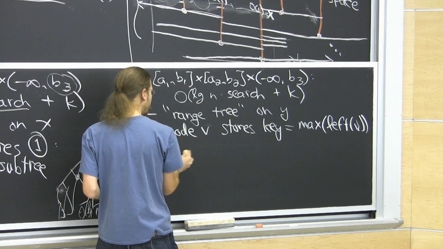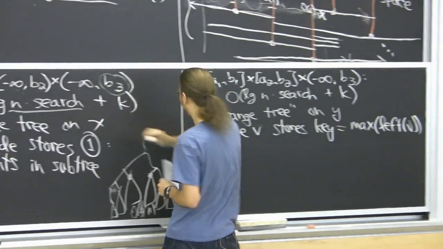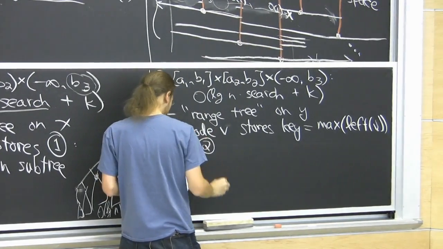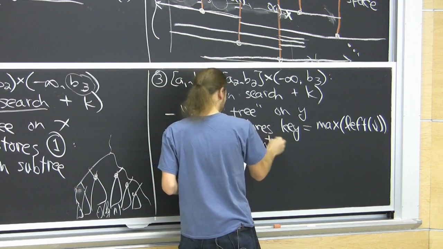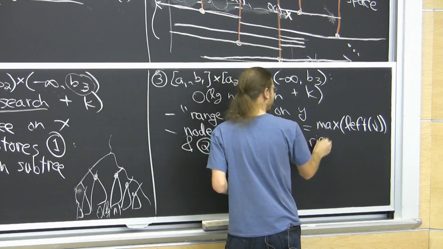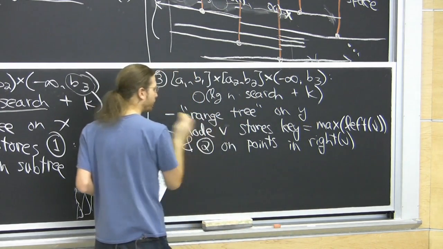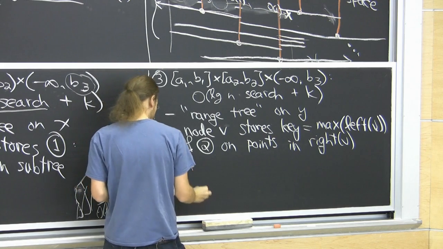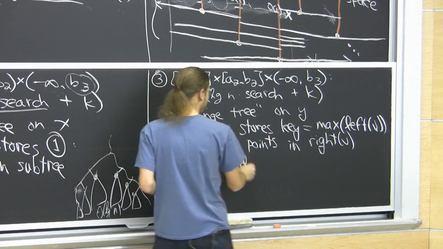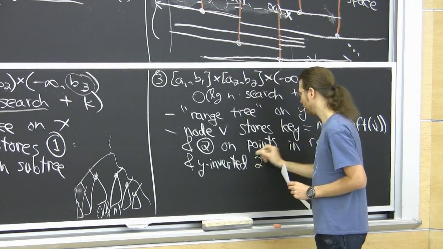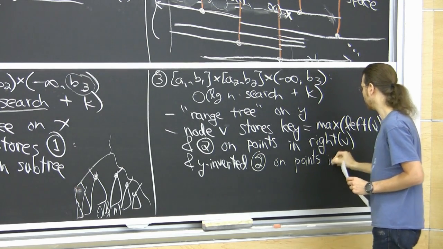A node V will also store one of these, actually two of these. So it's going to store the 2 data structure on the points in the right subtree, not the entire subtree, just the right subtree. And it's going to store a Y inverted 2 structure on points in the left subtree.